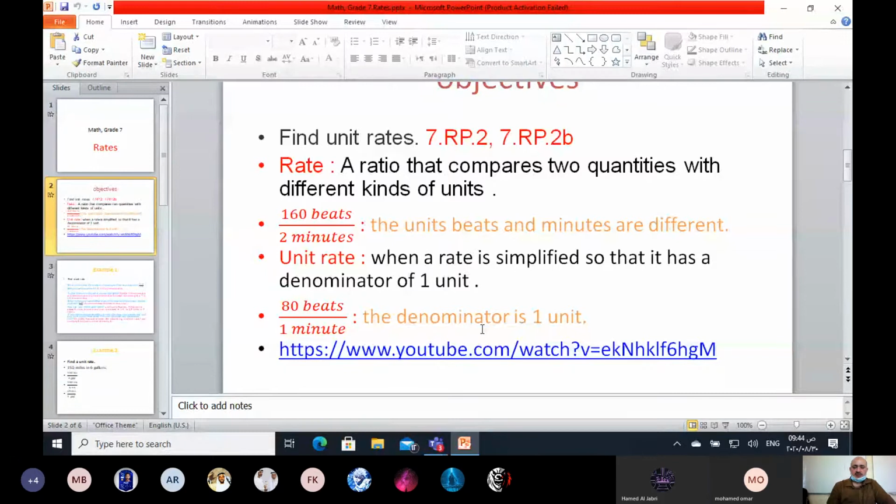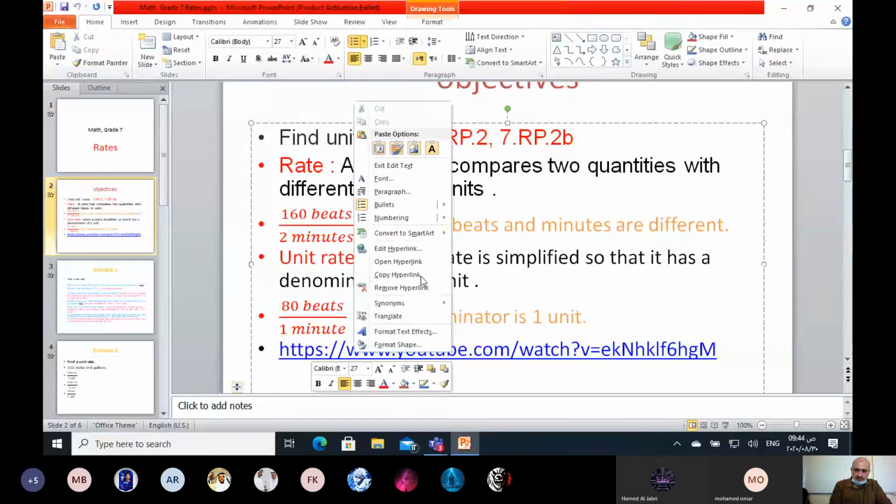So what is the difference between rate and unit rate? Rate means we have a ratio between different units. When you want to compare between different units, we have a rate. Now, if the denominator is 1, the name of this rate is unit rate. Right. Now watch this video with me to learn the meaning of unit rate.